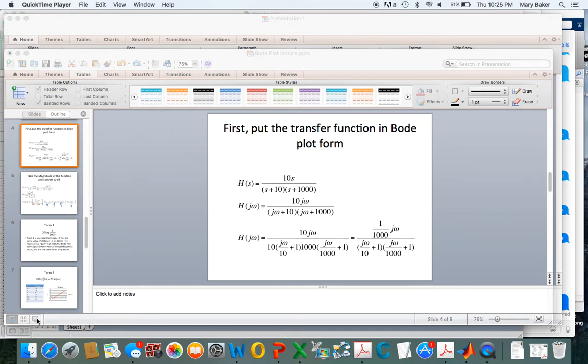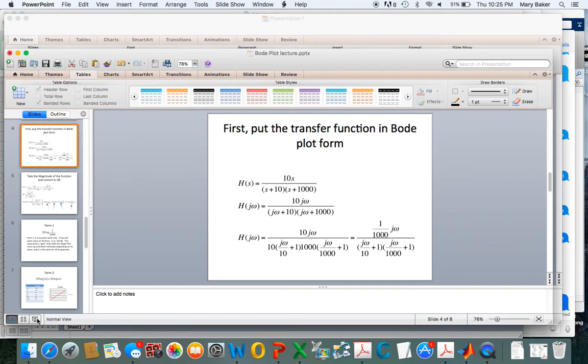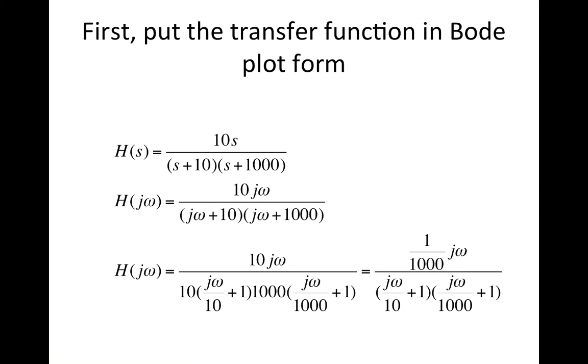Okay, this is part 2 of the lecture on Bode plots. Where lecture 1 finished off, we basically put a transfer function in Bode plot form, meaning we replaced s with j omega, and then we factored out the constant terms in the denominator so that we had everything in the form of j omega over something plus 1 and a gain in the numerator.